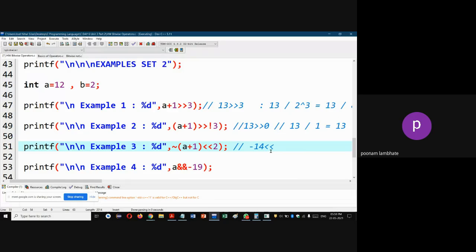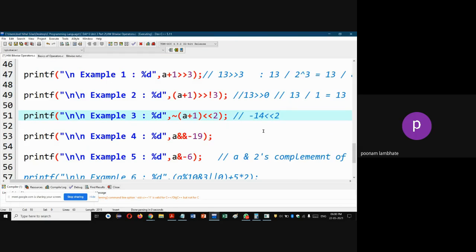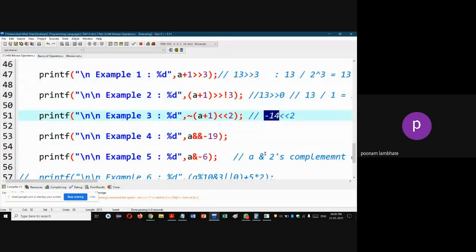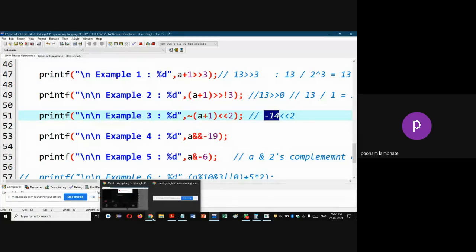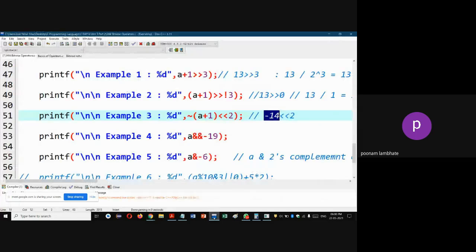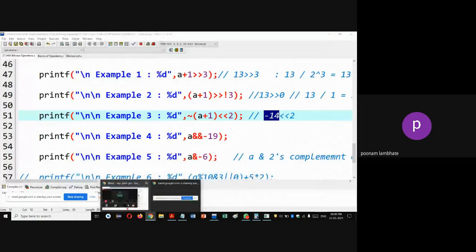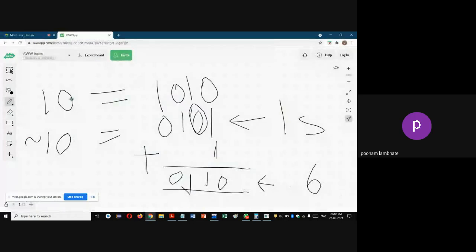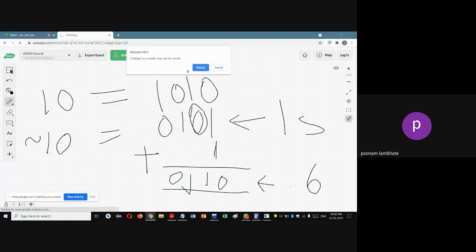Okay, minus 14, and left shift it by 2. Now, how will minus 14 be represented in memory? You cannot say it is just like plus 14, where you use 8421 code; that is different. I've told you that negative numbers are represented in computer memory in the form of 2's complement. So let us find the 2's complement of minus 14.